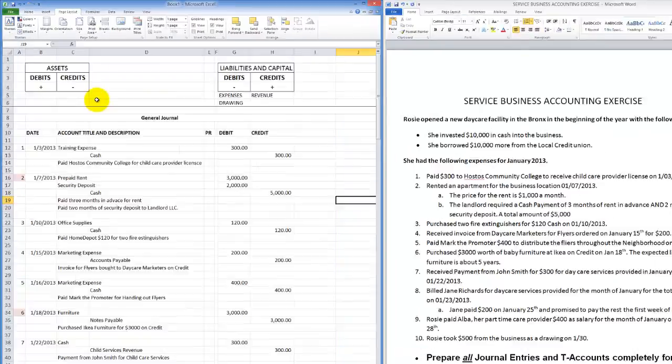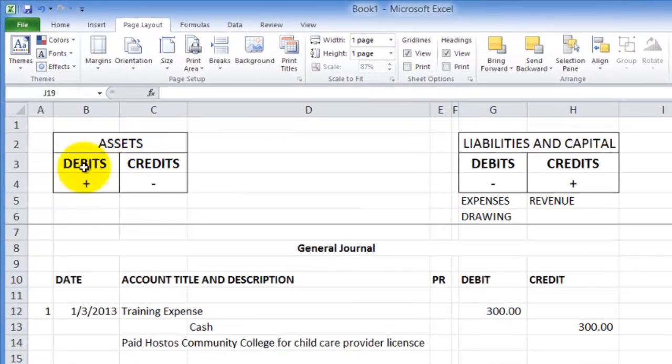The first thing that I will do is write down the assets, liabilities, debits, and credits on the top, so I have some information on whether it's a debit or credit, and how it increases or decreases, in case I get stuck in some exercise.